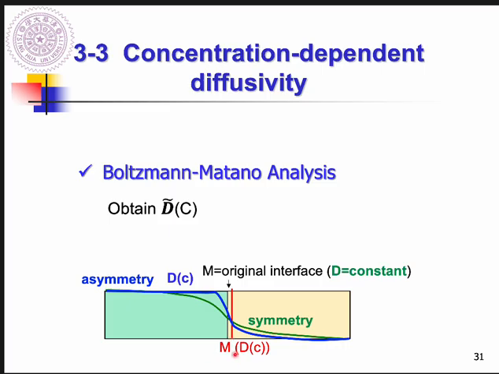Just for reference, this red line is a mathematical plane we can define, such that the atoms moving to the right-hand side equal the atoms that disappear from the left, which means they moved to the right-hand side. So this plane makes this area equal to this area. We call it the Matano plane. This is a mathematical plane, which means it's not a real plane you can visualize or label. It's just a mathematical plane.